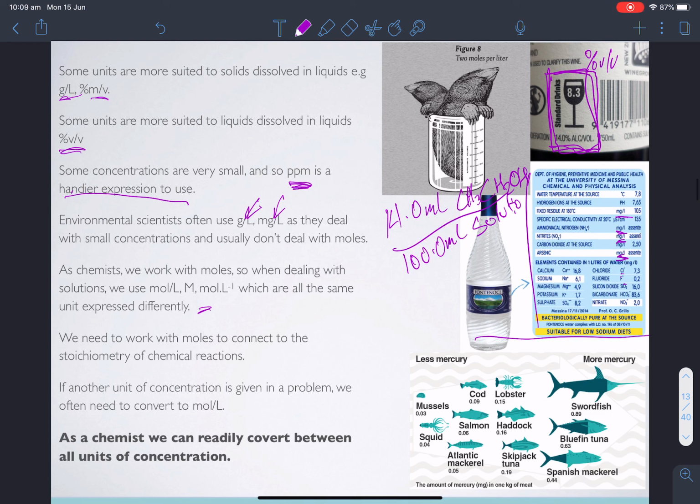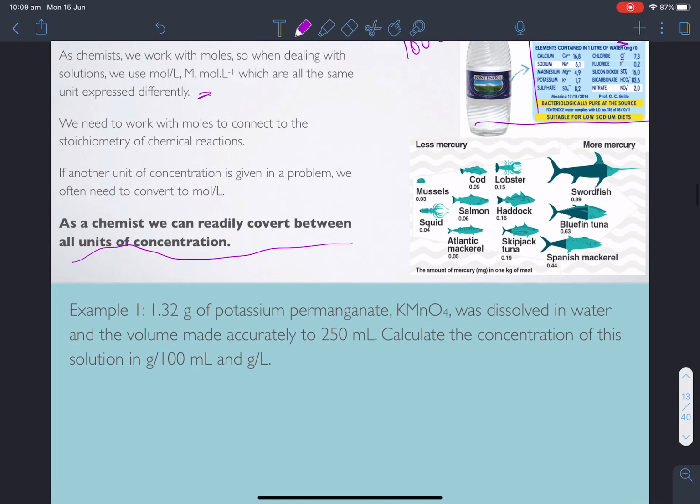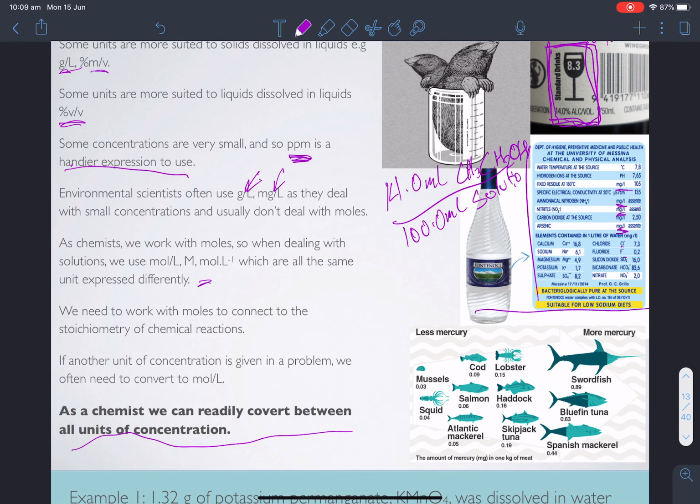And another way that concentration is measured, so if environmental scientists are looking at the amount of mercury in fish flesh, because that can be a danger, it can accumulate in there. Look at this, the amount of mercury, milligrams per 1 kilogram of meat. So it's 2 masses there, talking about a concentration. 2 masses, milligrams of mercury in 1 kilogram of meat. Okay, as a chemist, we need to readily convert between all of them. Alright, I'm going to leave it there, and we'll do some examples in the next video.